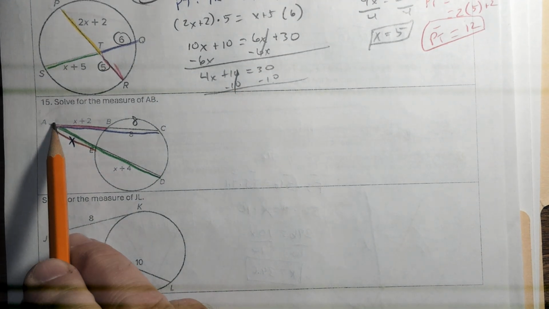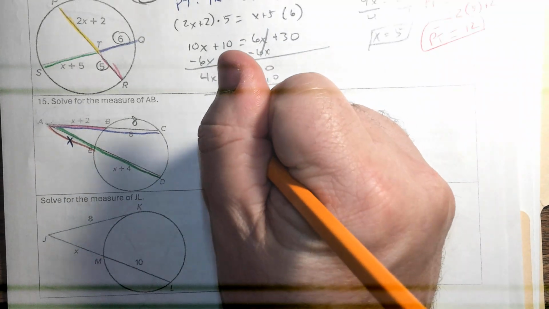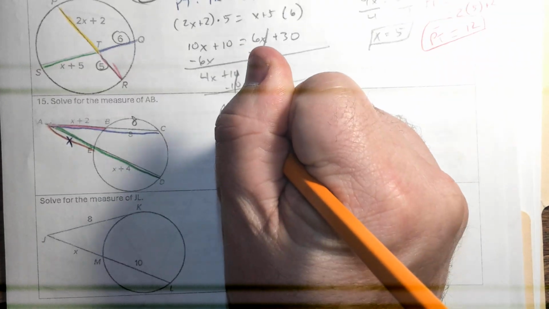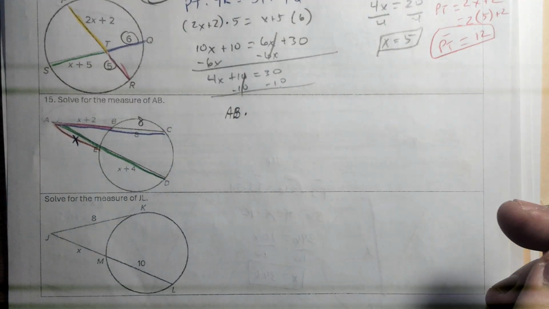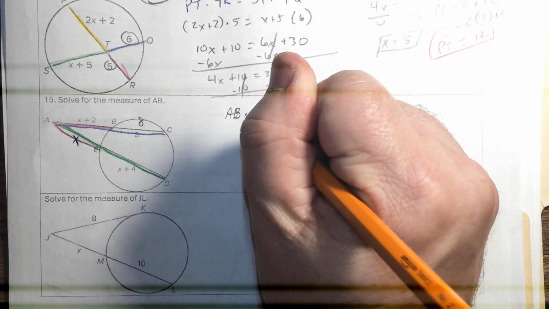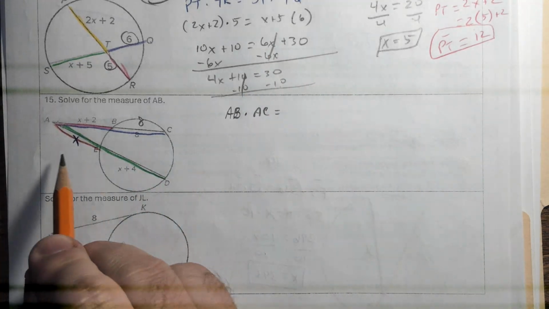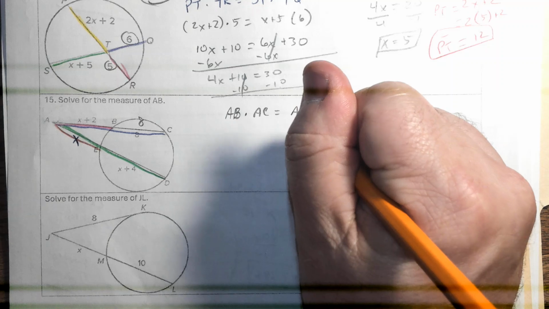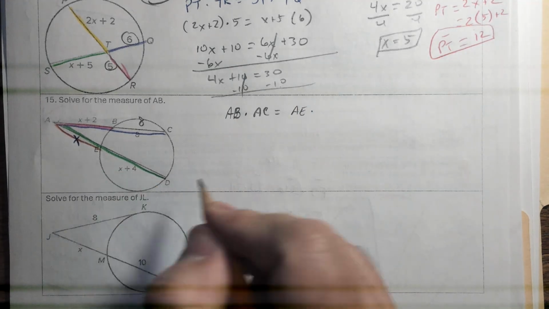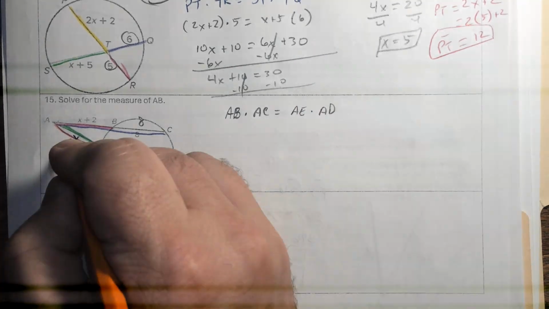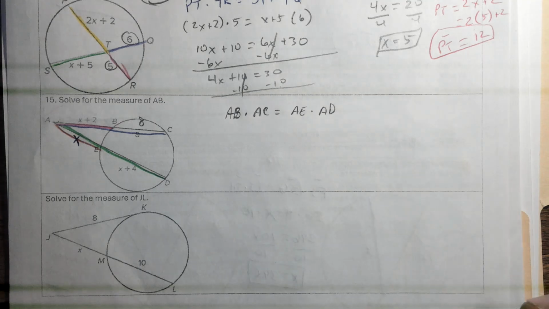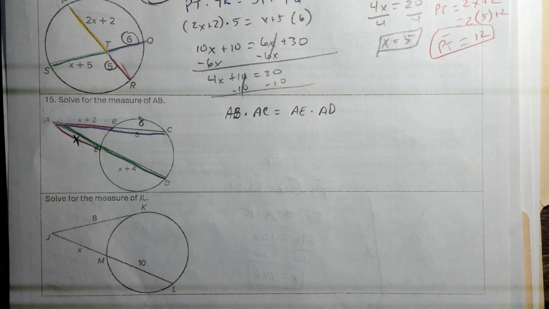So in this case, AB times AC is going to equal AE times AD. So this piece times the whole thing, this piece times the whole thing. And now you know why we've been learning segment addition and all that other good stuff. So we could talk about this great stuff now.